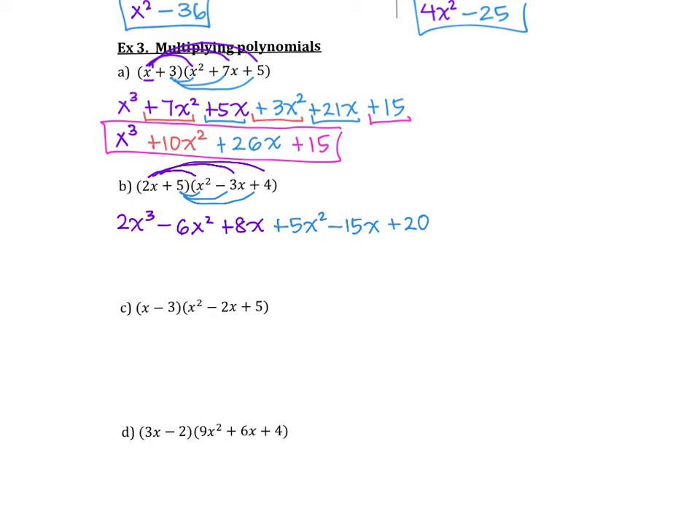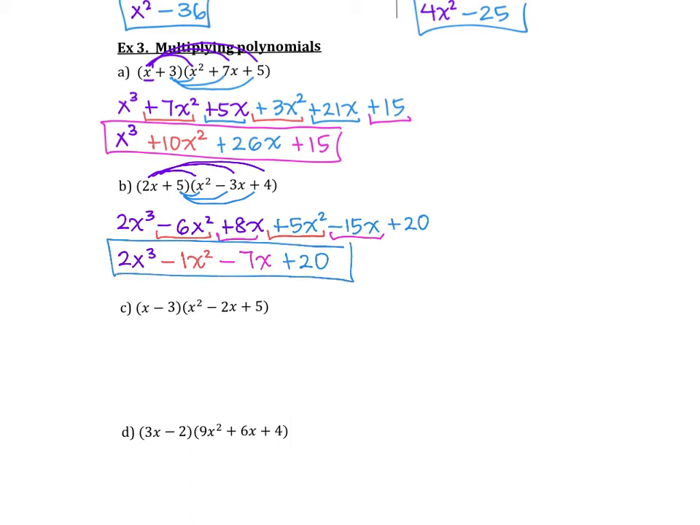Okay, are there any other x to the thirds? No. 2x to the third, negative 6x to the second plus 5x. So negative 1 x to the second, or you can just write negative x to the second. Okay, I have 8x minus 15x, so that's going to be negative 7x. And then what I left off, there's my 20 at the end. My constant term always goes last. Final answer.